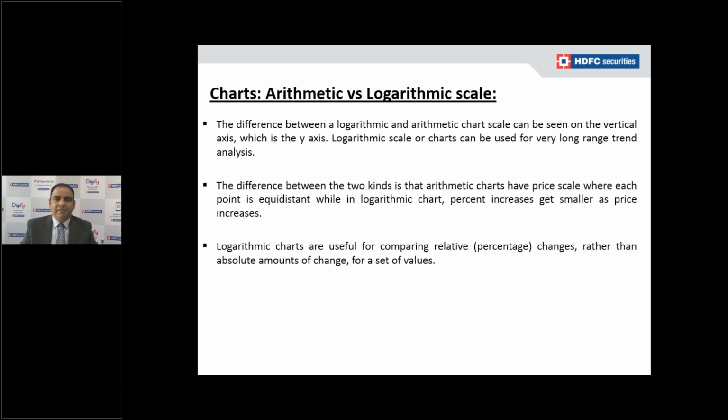Arithmetic and logarithmic, this is not a big thing. The difference between the arithmetic and logarithmic scale is that you can see a major change in the price axis and the time axis. In a logarithmic chart, you can see the scale points are equally spaced. And we will discuss the chart.